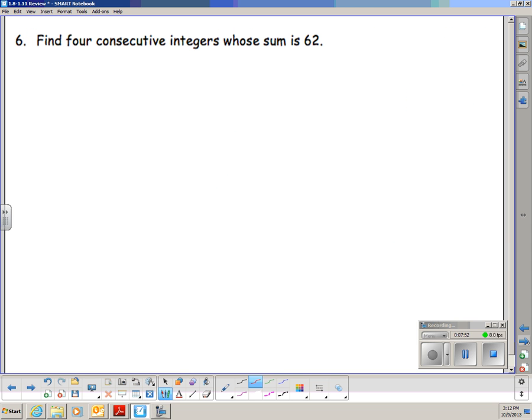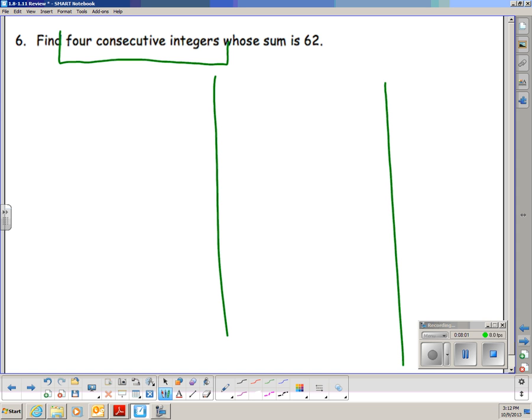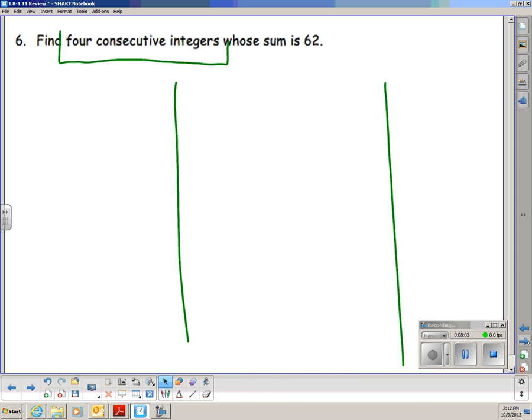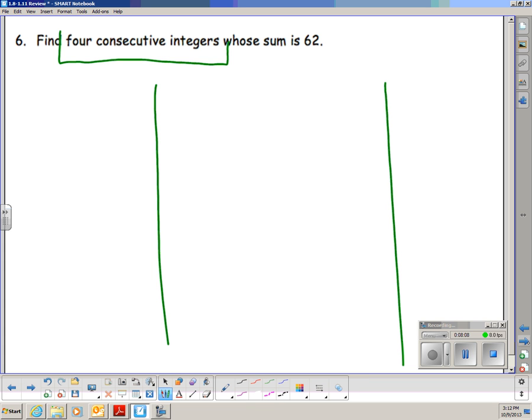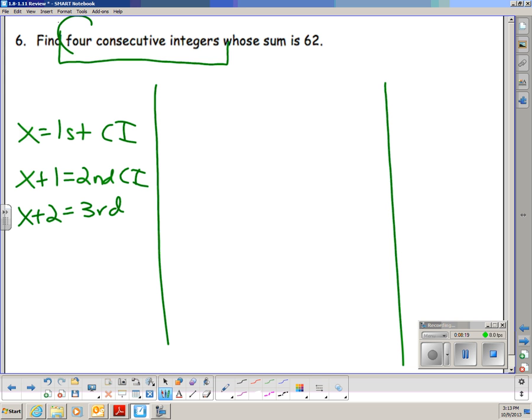All right, next up. Find 4 consecutive integers whose sum is 62. Once I see 4 consecutive integers, this is great for you because you know the setup. My first consecutive integer is x. X plus 1 is the next one. X plus 2 would be the third one, and I need 4 of them. So x plus 3 would be the fourth consecutive integer.